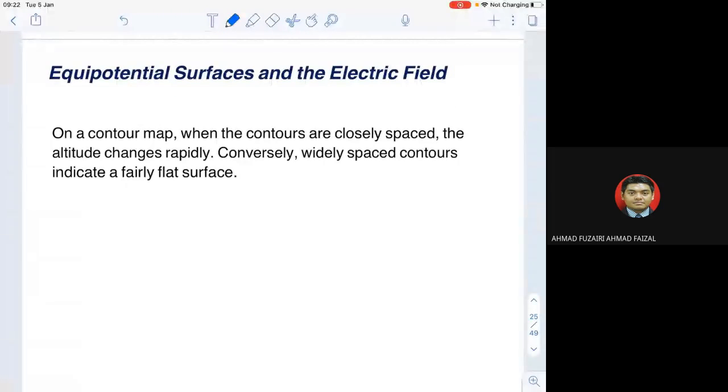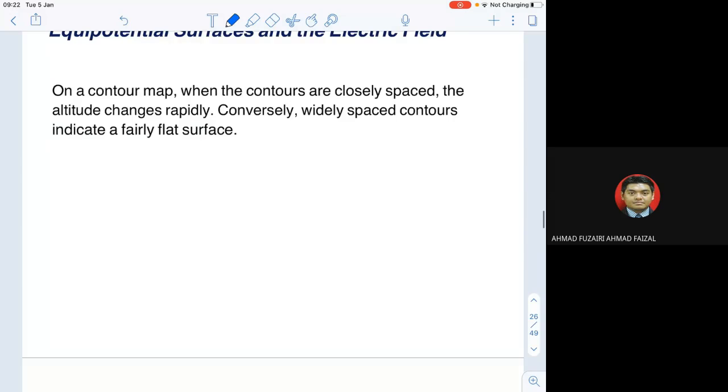Okay, so let's continue to the equipotential surfaces and the electric field. Actually in here, we get to see a contour. What is a contour? You can find out on Google. A contour is what you see when you look at a map. You can see different values, for example a hill, and you can see this side is steeper.